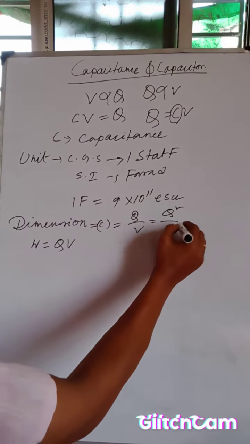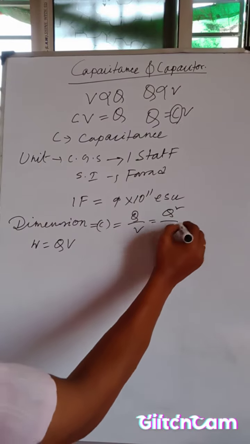Now how can we calculate the capacitance of a spherical conductor? Suppose the spherical conductor has charge Q, its potential is V, and we want to calculate the capacitance. The radius of the sphere is R.